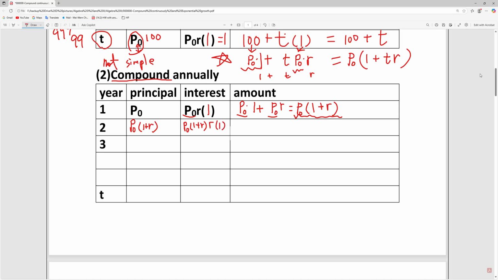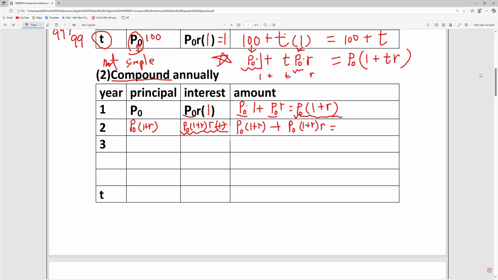Okay? Now how do you do that? In the end of the first year, your original amount, say your new principal, is this amount. And then plus the interest, that's a new interest. Because for 1 year, we don't need to multiply by 1, right? So you have P0 (1 plus R), and times R.